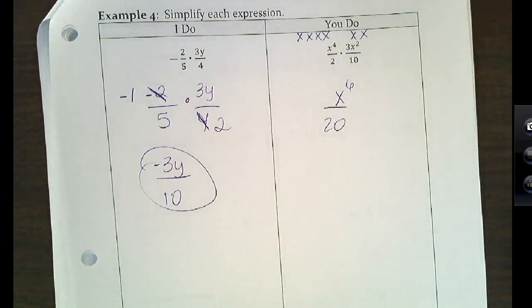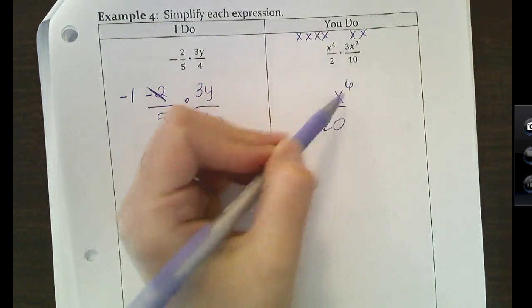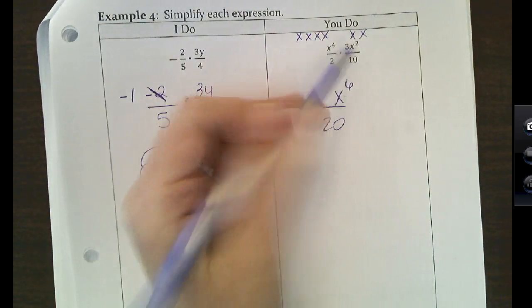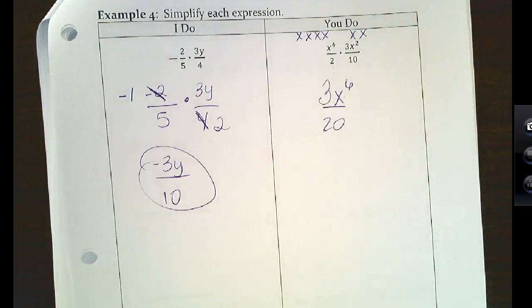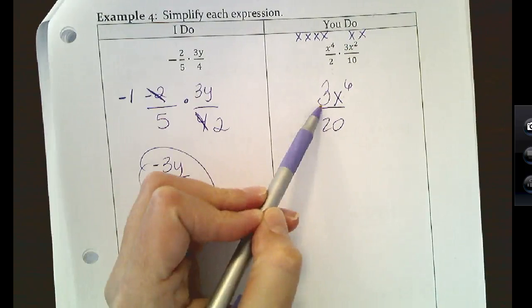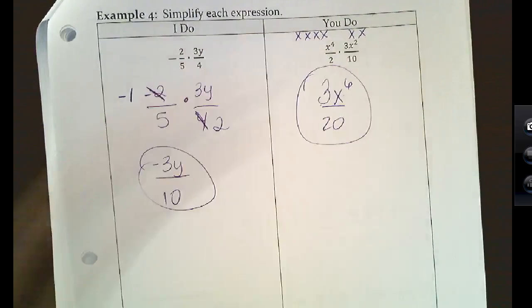Do you remember when we did that rule where you add 4 plus 2 and get 6? And then 3 is my coefficient. And that's the answer. No, because the 3 is there. Since the 3 is there, you don't have a 1.